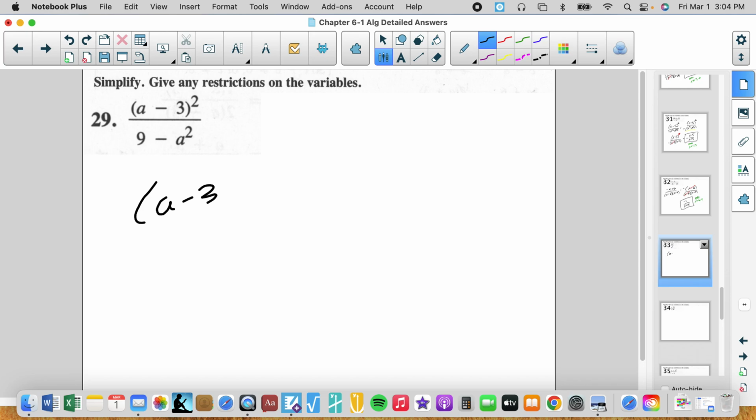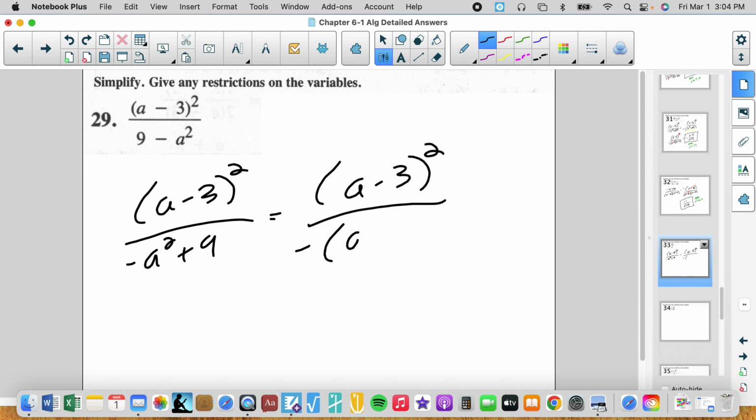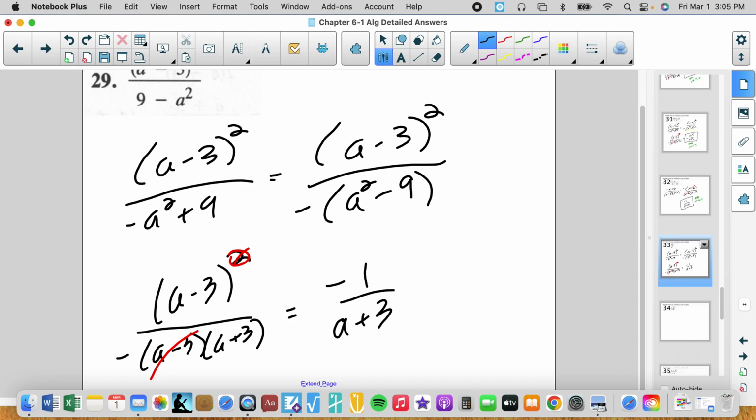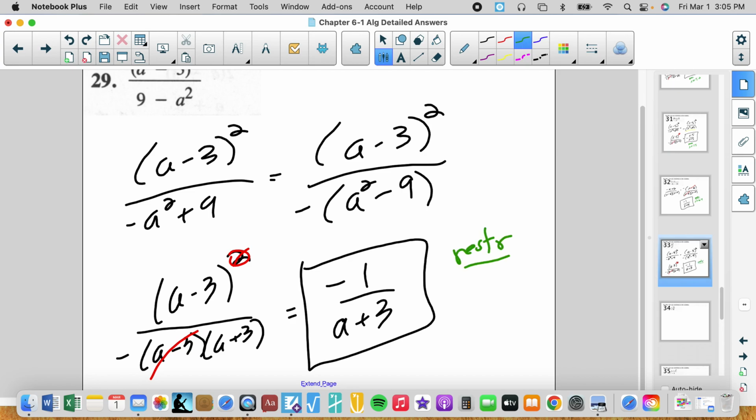We have a minus 3 quantity squared over negative a squared plus 9, which can be written as a minus 3 quantity squared. Factor out the negative, you get a squared minus 9. That's going to be the difference of squares. So we get the opposite of a minus 3, a plus 3, and one of these cancels with one of these. And we'll put the negative up in the top and get negative a minus 3 over a plus 3 as my answer. And my restriction is going to be a cannot equal plus or minus 3.